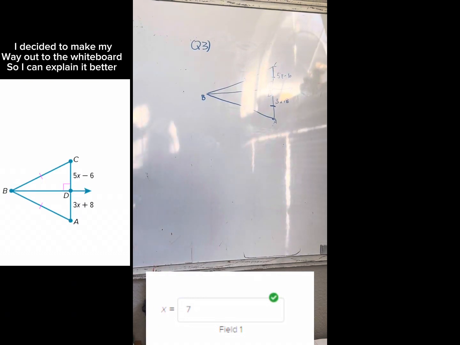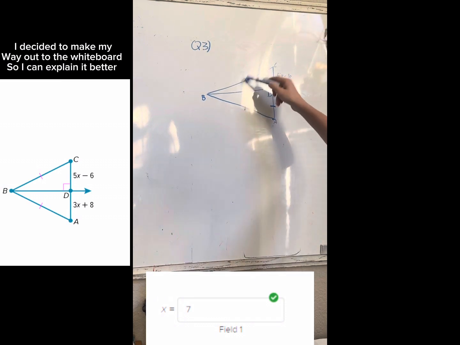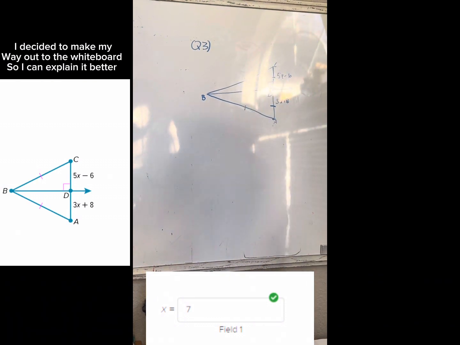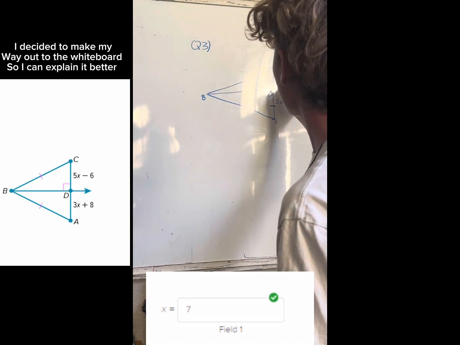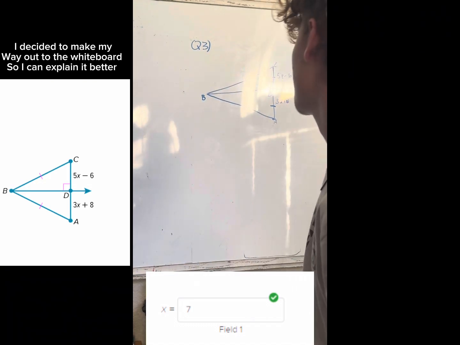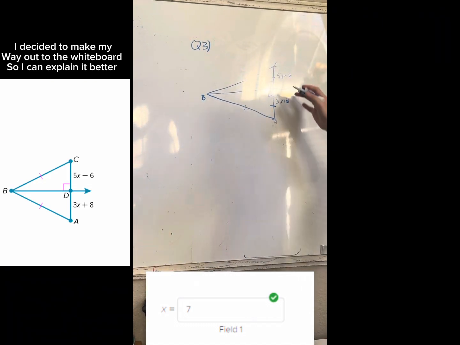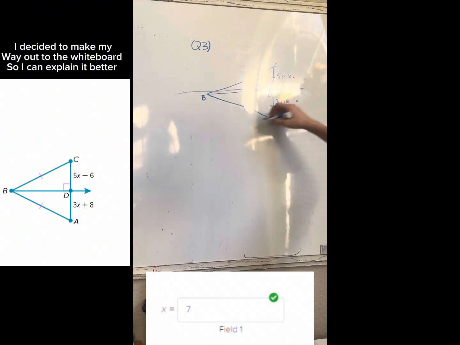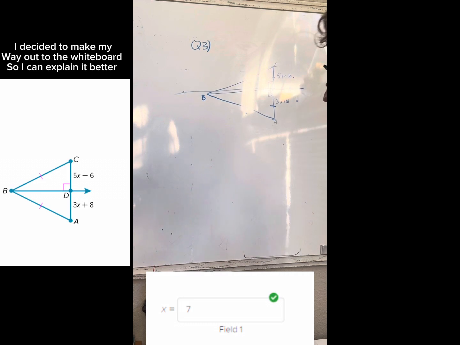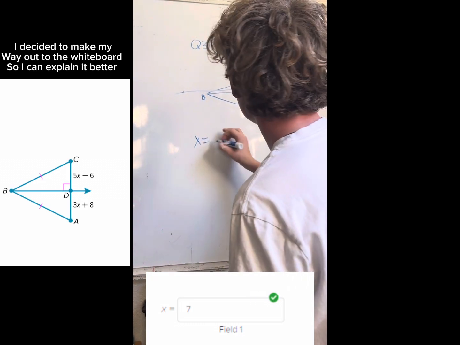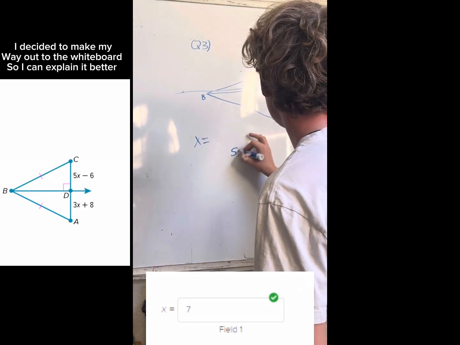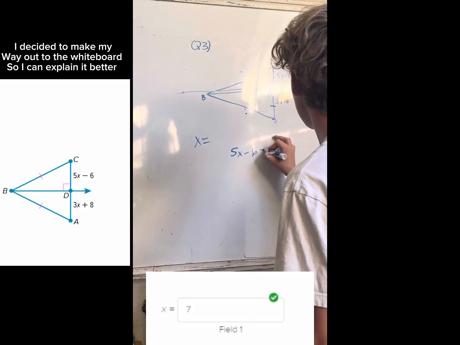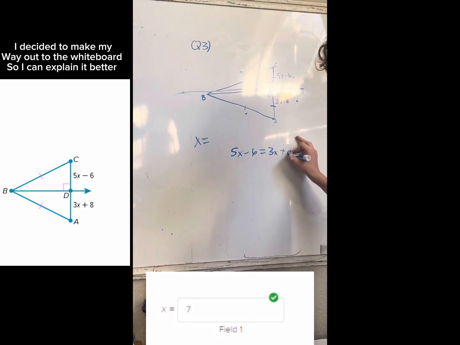All right, so we're on question 3. You've got both the hypotenuses are equal, and you have a right angle with the bisector here, right? So you've got this line, which cuts it in half, which makes both of these equal because both of the hypotenuses are equal. And we're looking for x. So 5x minus 6 equals 3x plus 8, right?